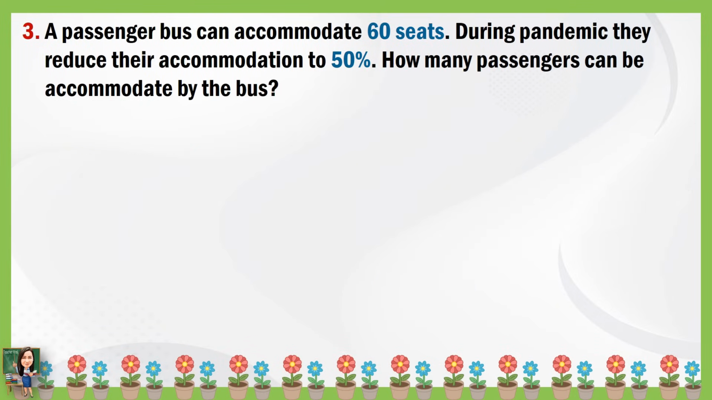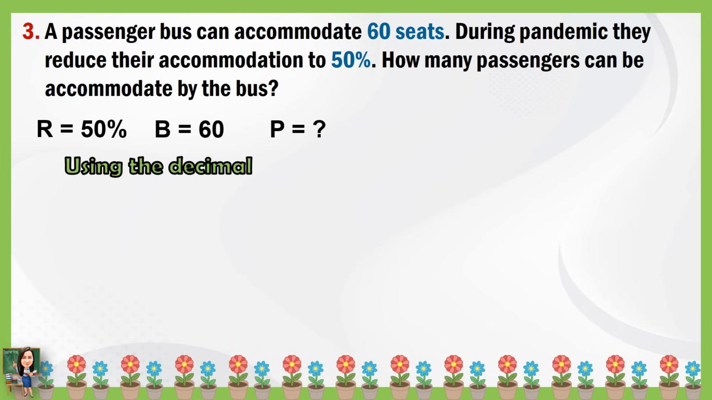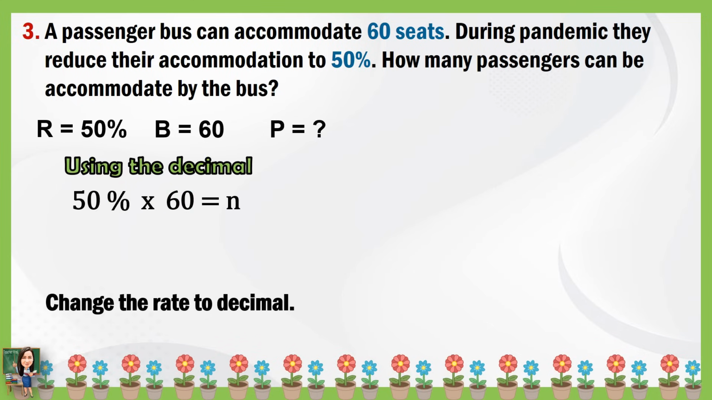And for number 3, a passenger bus can accommodate 60 seats. During the pandemic, they reduced their accommodation to 50%. How many passengers can be accommodated by the bus? The rate is 50%, the base is 60, and we will find the percentage. Using the decimal, 50% times 60 equals n. Change the rate to decimal. 50 hundredths times 60 equals 30.